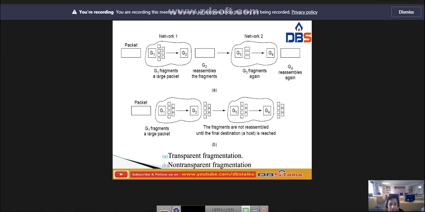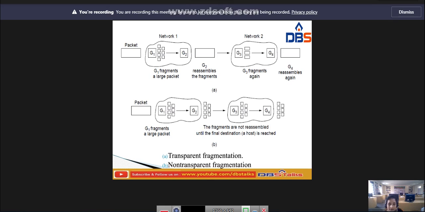fragmentation? The other fragmentation strategy is to refrain from recombining the fragments at any intermediate routers. Once the packet has been fragmented, each fragment is treated as though it were the original packet. The router passes the fragments on as shown in this diagram. Reassembly is performed only at the destination host.